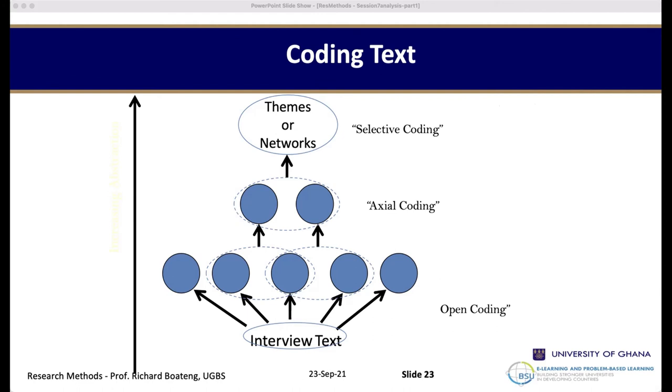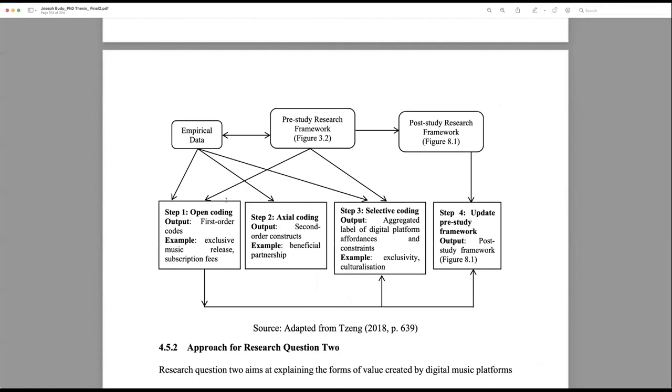Okay, let's look at it here. I'll show you different thought processes. So this is where his empirical data led to open coding, where first order codes were generated. Then he went to axial coding when he did second order constructs. So for example, first of all, he saw exclusive music. He was doing something in the music industry. Exclusive music release and subscription fees.